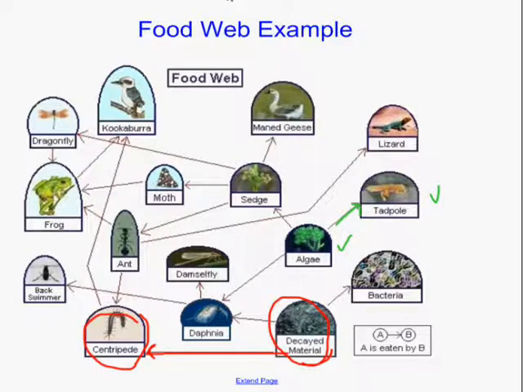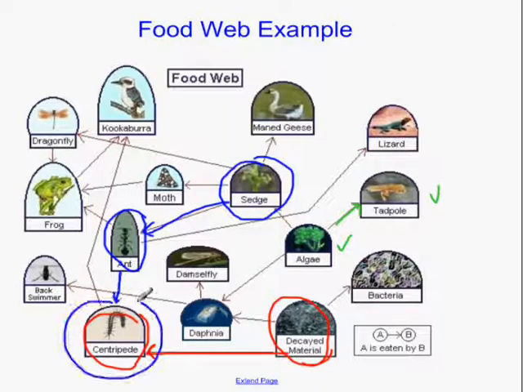Let's use a different color here. How about blue? Suppose we start with a producer like the sedge. The sedge is consumed by the ant, an herbivore, which is a primary consumer. And then the ant is consumed by the centipede. Now in this blue food chain here, the centipede would be an omnivore or carnivore. It would be a secondary consumer because it is two steps away from the producer. In the other one, it's a primary consumer because it's only one step away.